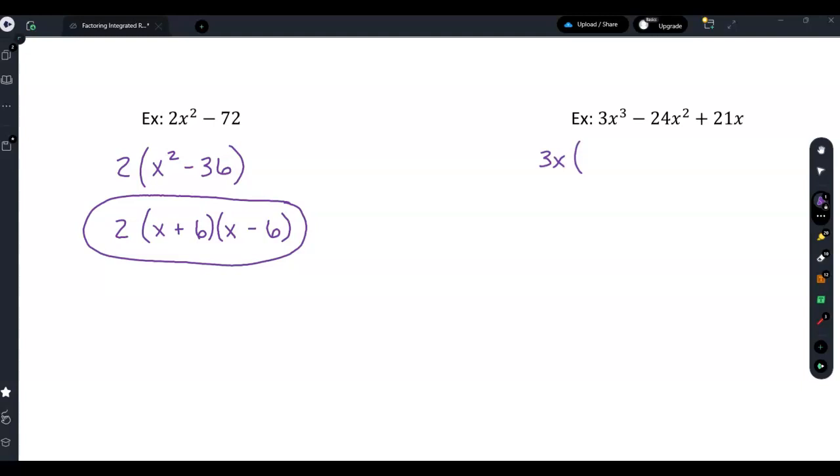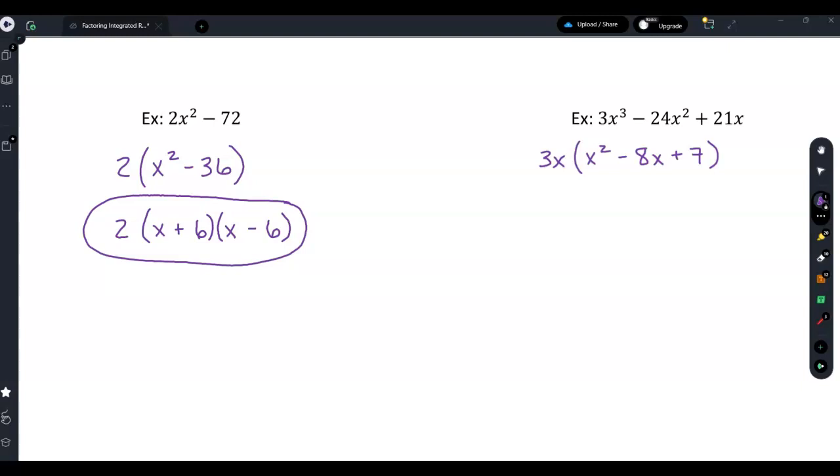So 3x cubed divided by 3x would be x squared. Negative 24x squared, divide that by 3x, that would give me negative 8x. And then 21x divided by 3x would give me positive 7. All right, so that's one factoring step done, but that doesn't necessarily mean that I'm finished.